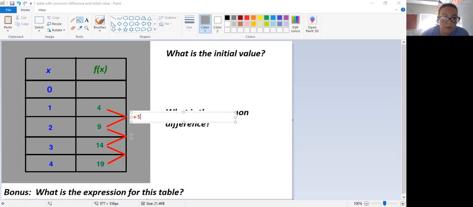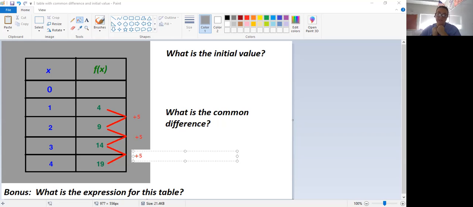Okay. When I look at the next one from 9 to 14, again, I notice that's increasing by 5. So I'm going to fill that in here as well. Then from 14 to 19, 14 plus 5 is 19. That's also increasing by 5. You don't have to write plus 5, but I like to write the plus 5 so I remember that it's increasing. It'll also hopefully help me remember to write a minus sign when it's decreasing.